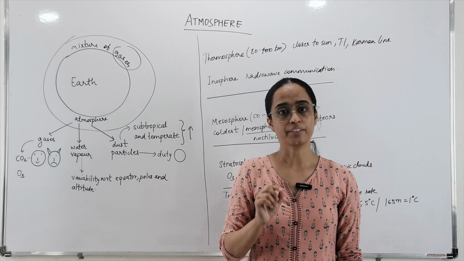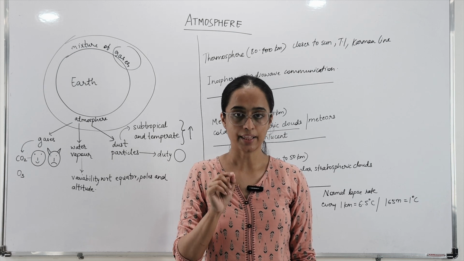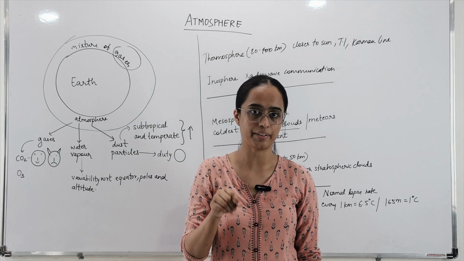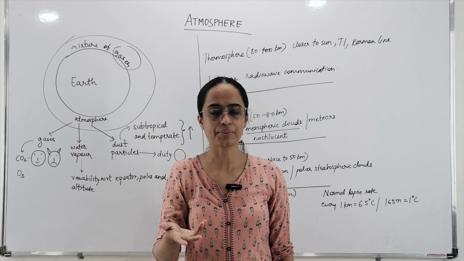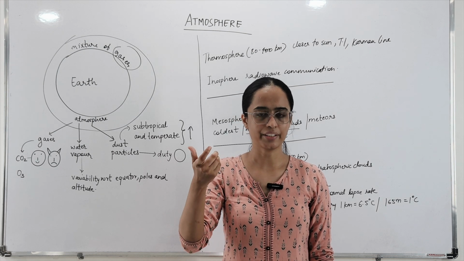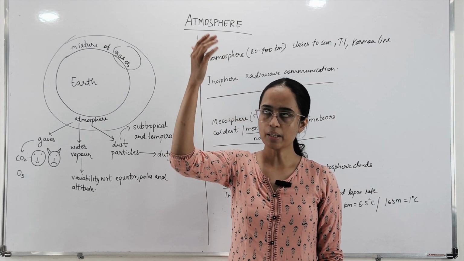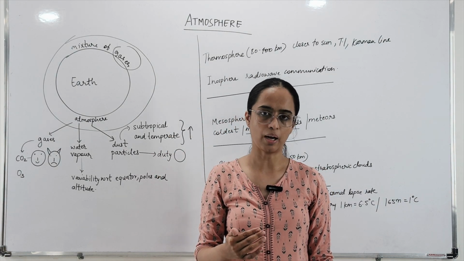What is the importance of carbon dioxide? Carbon dioxide is a gas that is transparent to the incoming solar radiation. Now when I say incoming solar radiation, what does it mean? Solar means sun and radiation means the rays that sun emits. So the incoming sun rays which are there, they can easily pass through carbon dioxide.